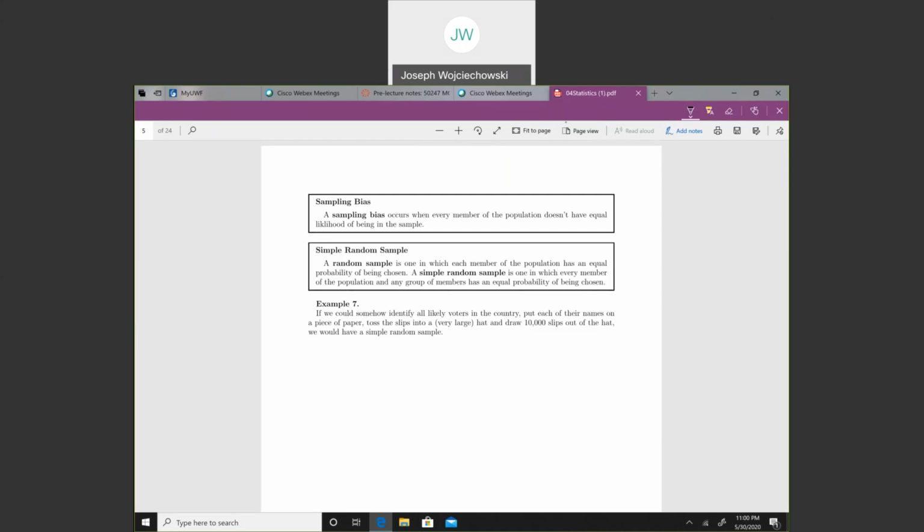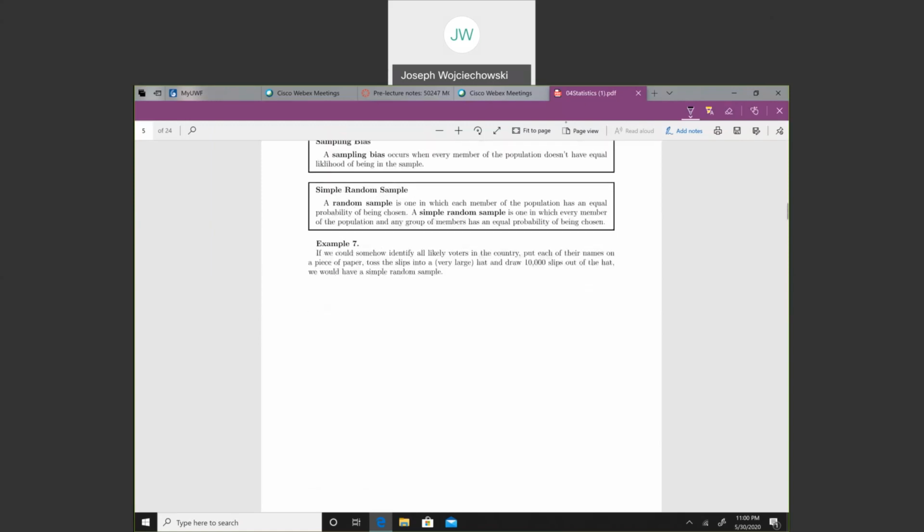A random sample is one in which each member of the population has an equal probability of being chosen. A simple random sample is one in which every member of the population and any group of members has an equal probability of being chosen. Example 7. If we could somehow identify all likely voters in the country, put each of their names on a piece of paper, toss the slips into a very large hat, and draw 10,000 slips out of the hat, would we have a simple random sample? And yes, we would. Each person has an equal chance of being chosen.